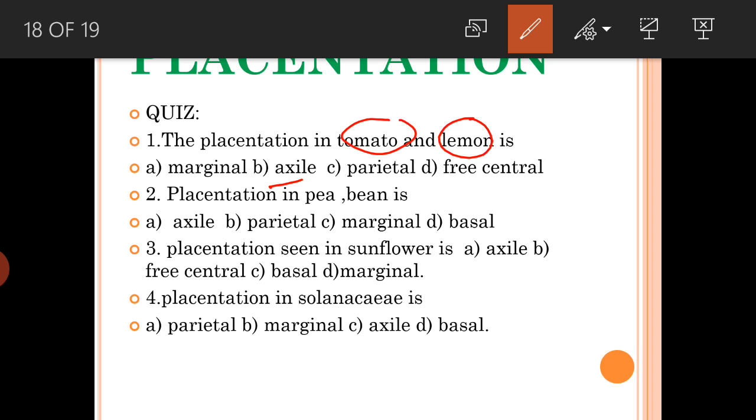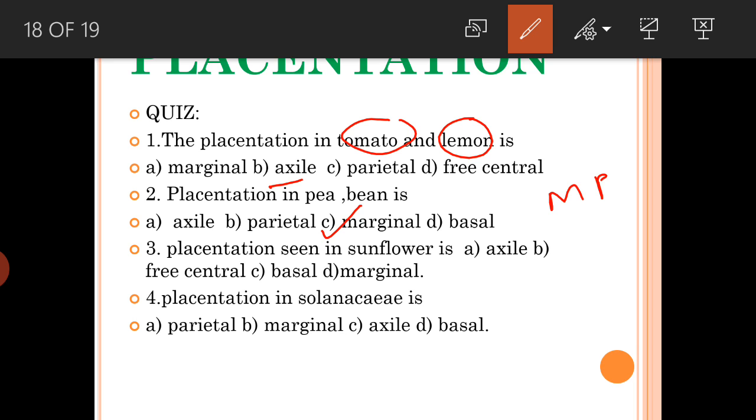The next question is the placentation seen in the pea plant, pea and bean. So here, MP, I told you to remember MP, isn't it? So the option given here is marginal. So the answer is marginal.